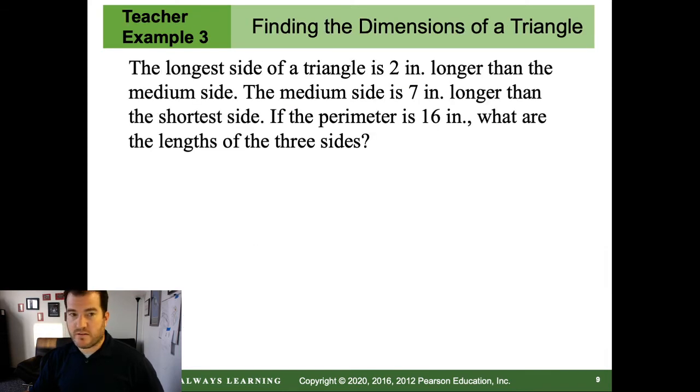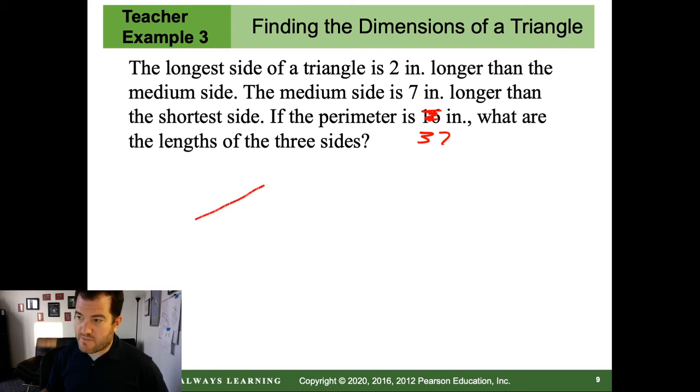All right. This is where it gets a little bit more intriguing. The longest side of a triangle is 2 inches longer than the medium. The medium is 7 inches longer than the... And then I changed this to a... Gosh, what did I change it to? Sorry. 37. Sorry. If the perimeter is 37 inches, what are the lengths of the 3 sides of the triangle?